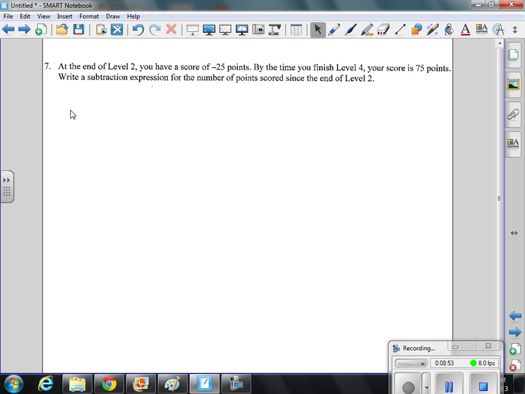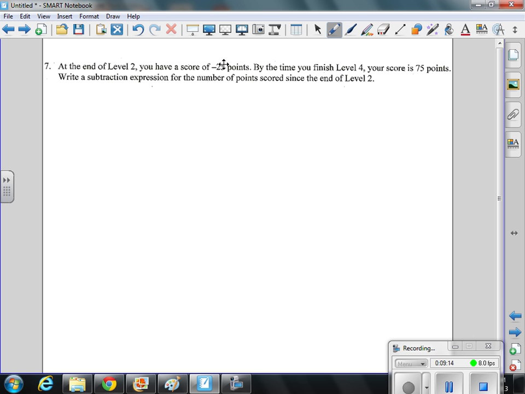Number 7, at the end of level 2, you've scored negative 25 points, but at the time you finish level 4, you have 75 points. Write a subtraction expression for the number of points you scored since the end of level 2. So what I want to do is take my end score and subtract where I was in the beginning, or in this case, level 2.